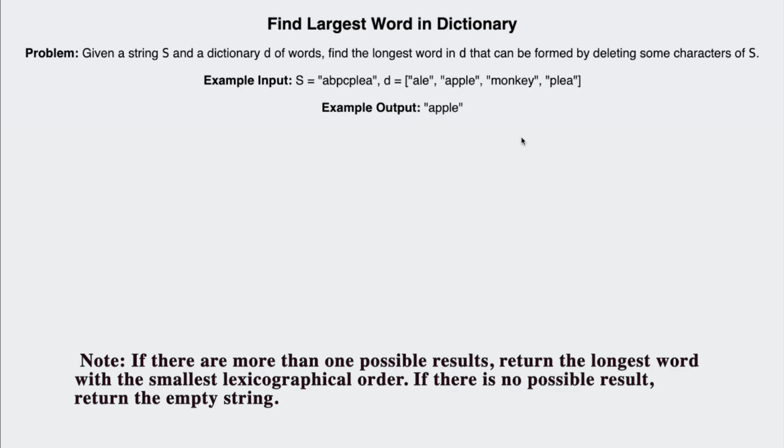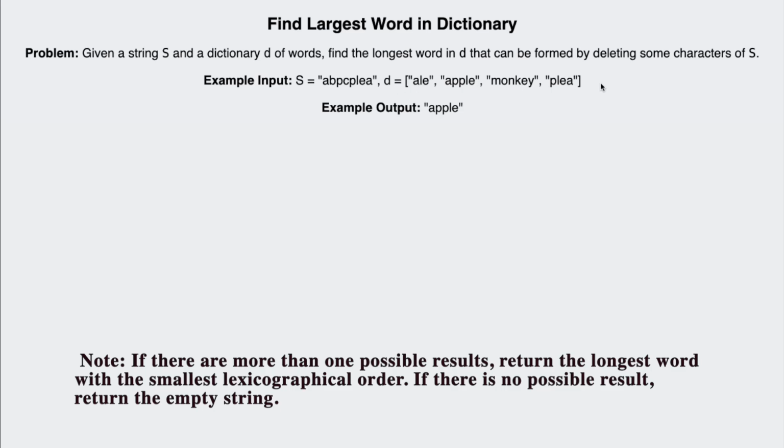Okay, so to solve this question, as we already discussed, we have to check for every word in this dictionary whether every character in the individual word appears in this string in the same sequence or not. To check that, we can have two pointers. One pointer will be pointing to the first character of the string S, and the second pointer will be pointing to the current word in the dictionary.